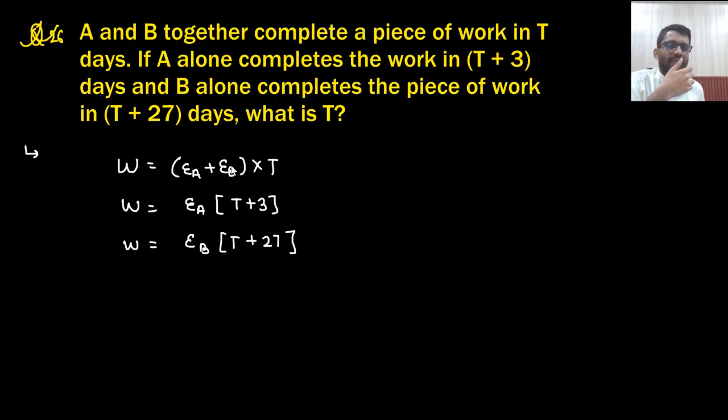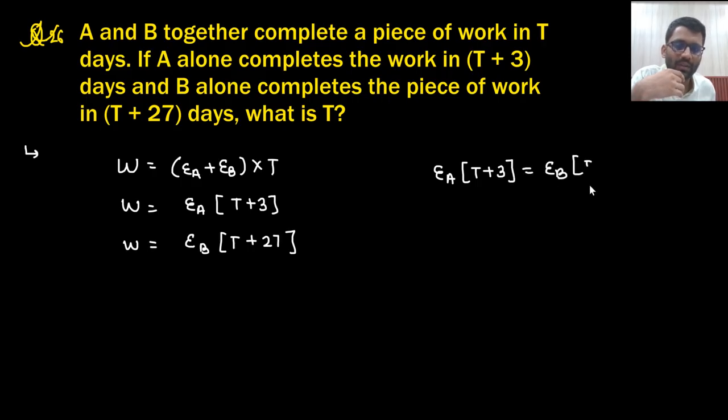That means if A and B are working together, then in how many days will they be able to do the work? This is what you need to find. So first let's find the relation between the efficiency of A and B. Efficiency of A into T plus 3 is equal to efficiency of B into T plus 27. So T into efficiency of A is equal to 3 into efficiency of B. So from here we are not getting anything fruitful. Let's just forget it. Let's equate these two equations.